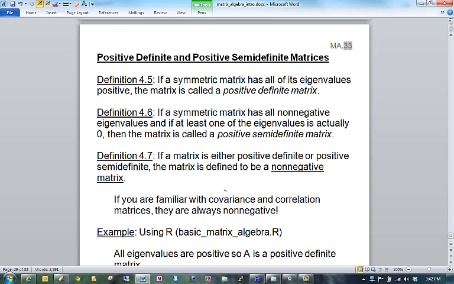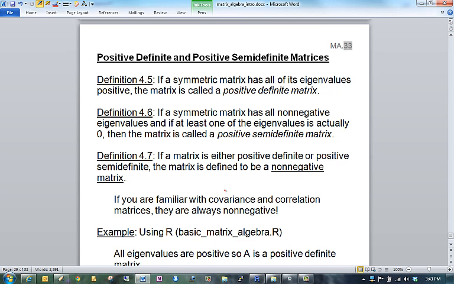And lastly here, let's talk about positive definite and positive semi-definite matrices real quick. Simply put, if you have a symmetric matrix and all the eigenvalues are positive, then the matrix is called positive definite. So just a nice name for it. If you have exactly the same thing, but at least one of the eigenvalues is actually 0, then you have a positive semi-definite matrix. And if you have either a positive definite or positive semi-definite matrix, you have a non-negative definite matrix. This matrix A that we saw before was positive definite because all the lambdas were greater than 0. All the eigenvalues were greater than 0.